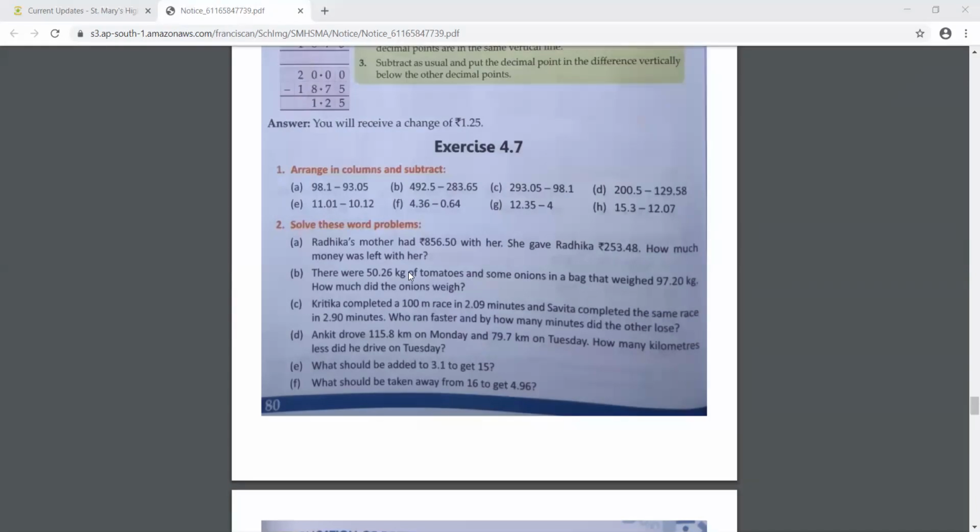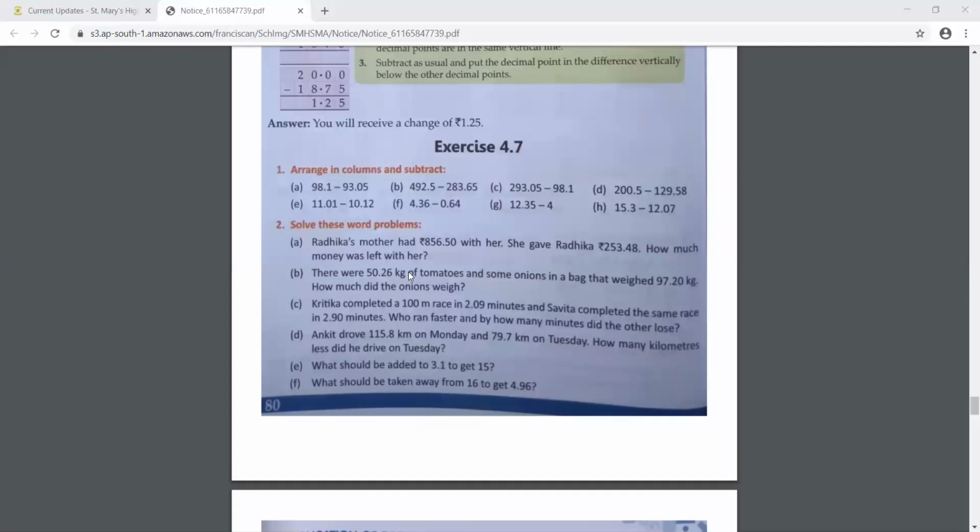So in this particular case, the numbers are not 8 and 2, it is 856.50, and it is not 2, it is 253.48. So these numbers are to be subtracted. So first thing you know is you have to subtract. Second thing we need to know is the statements.